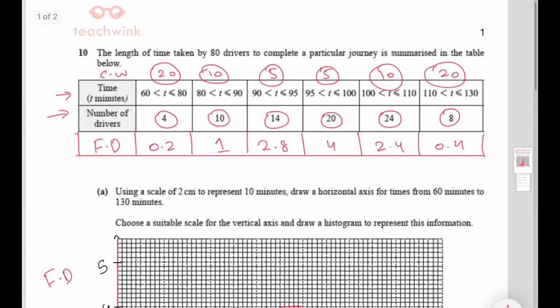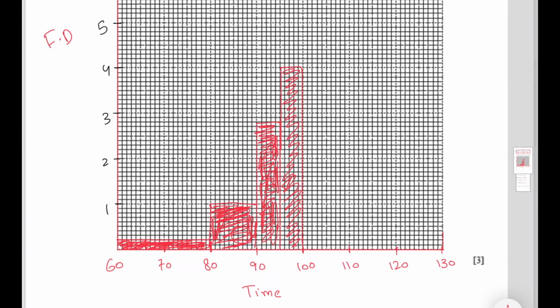The next one is from 100 to 110. From 100 to 110, it is going to be 2.4, which is supposed to be 1, 2, 3, 4, somewhere around here.